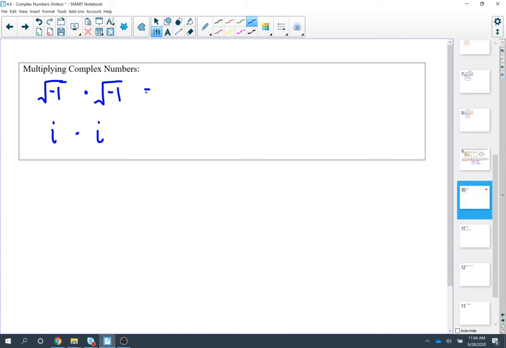So I'm going to take the square root of -1 times the square root of -1, and rewrite it as the square root of -1 squared, because I have the same thing multiplied twice. Then i times i is the same as saying i squared. Going back up, the square root of -1 squared: my squared is going to cancel my square root, and I'm left with -1. So the question then becomes, what's i squared?